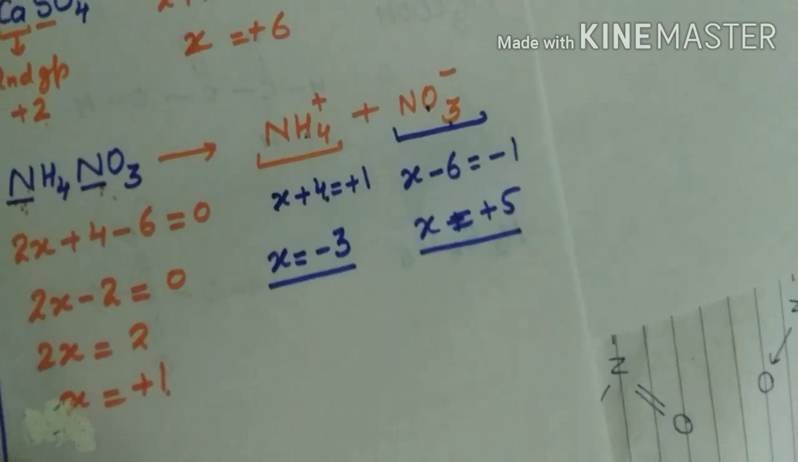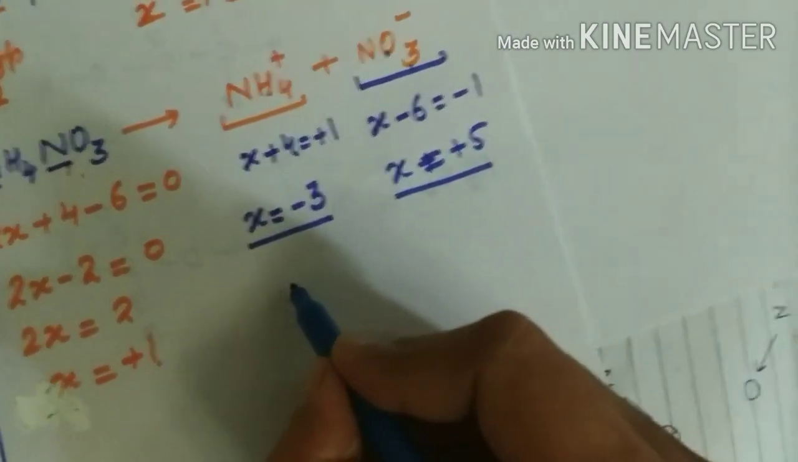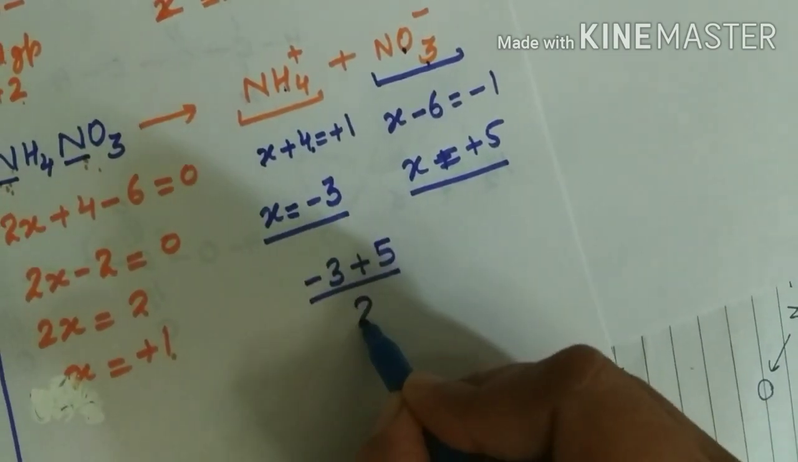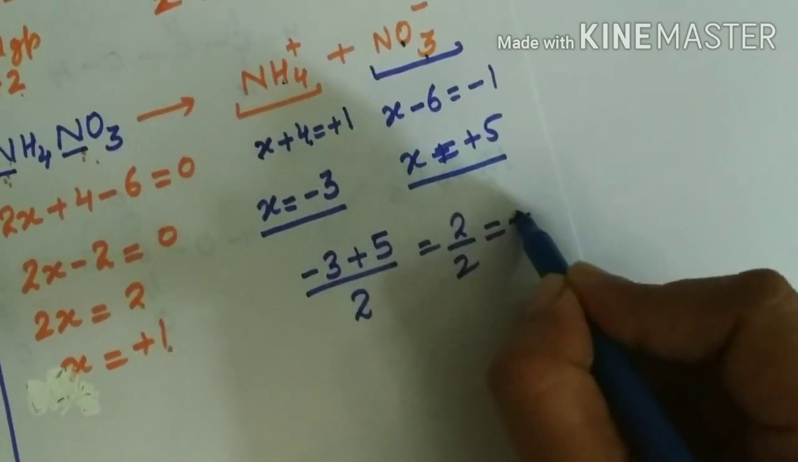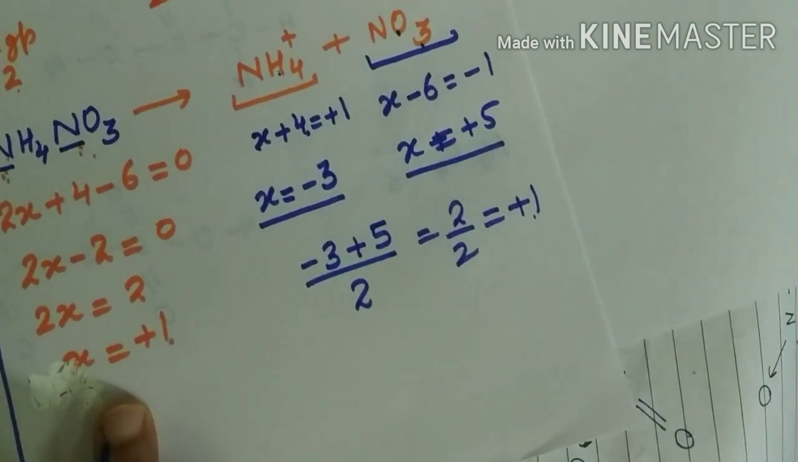Now if we have to take the average of these, how will we take it? Two atoms are there, one has -3, another has +5, divided by 2 because two atoms are there. So 2 by 2 comes out to be +1. So the average oxidation state is +1 here.